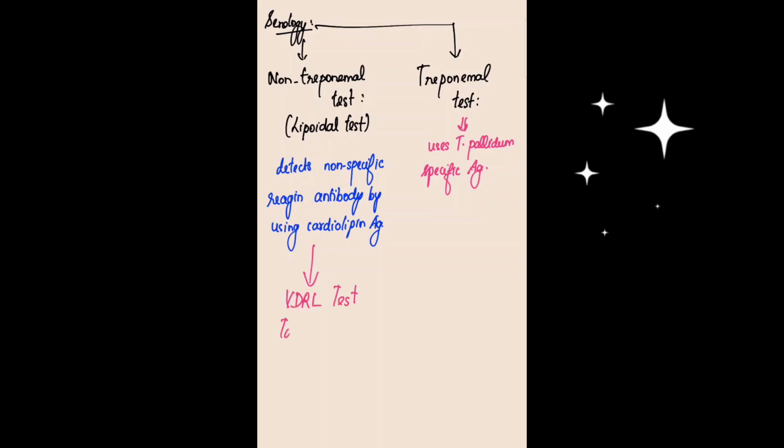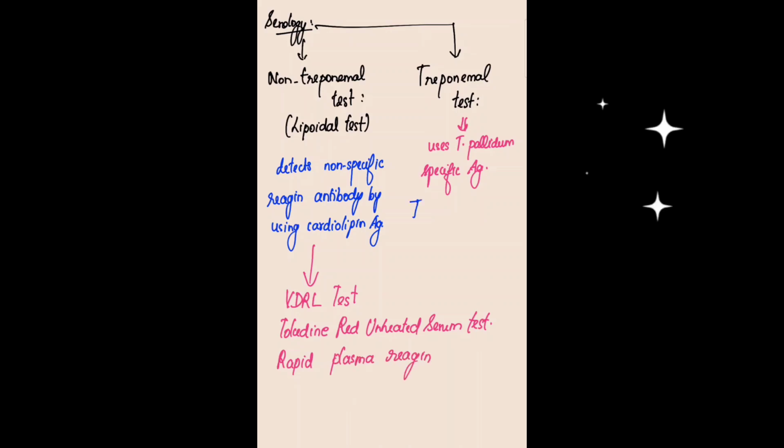And different tests of non-treponemal are VDRL test, toluidine red unheated serum test, unheated serum reagin test, and rapid plasma reagin test. And in treponemal tests, there is Treponema pallidum immobilization test, Treponema pallidum agglutination test, and Treponema pallidum hemagglutination test.